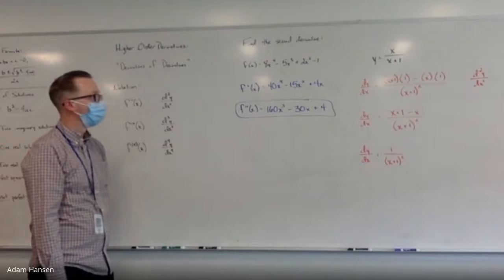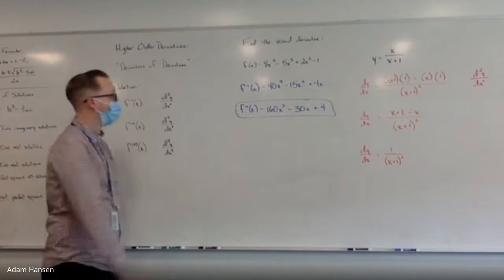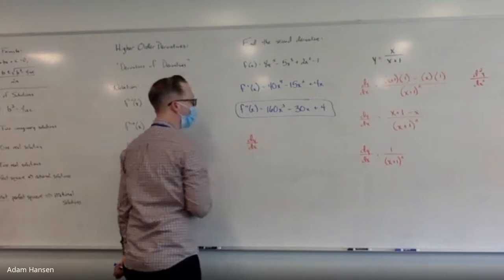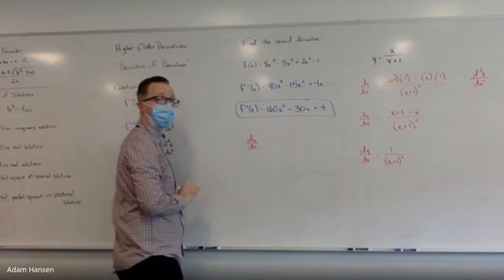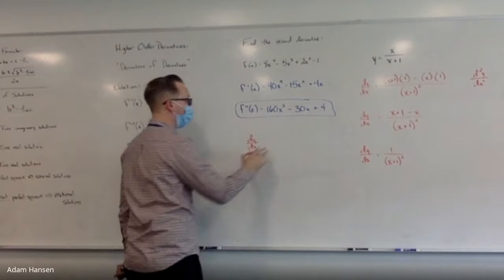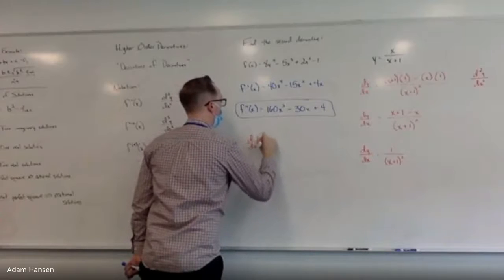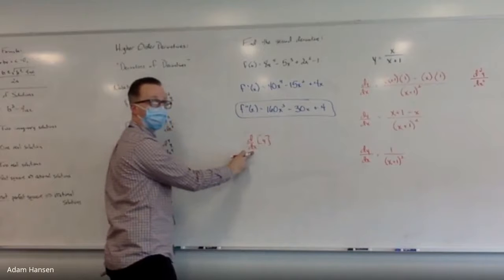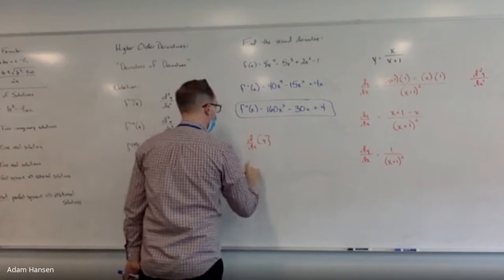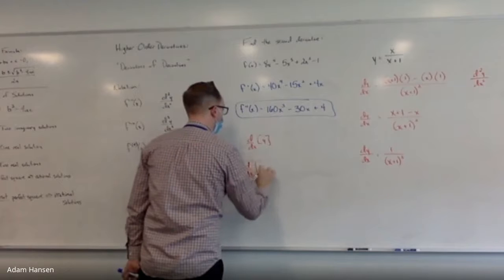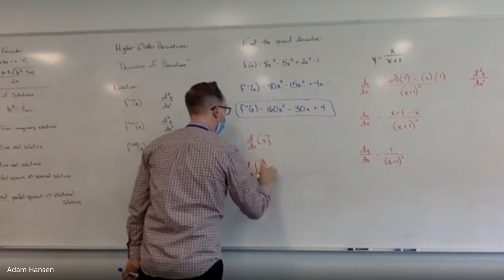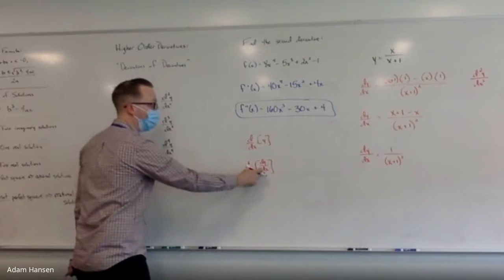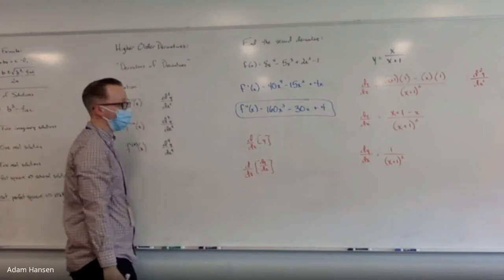Why is it not like dy squared or d2x? dy dx is the first derivative. Do you agree with me on that? Yeah. Okay. That's the same thing. I'm taking the derivative of y with respect to x. Now I need the derivative of dy dx. The derivative of the derivative would be the second derivative.